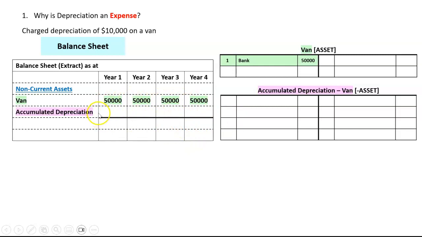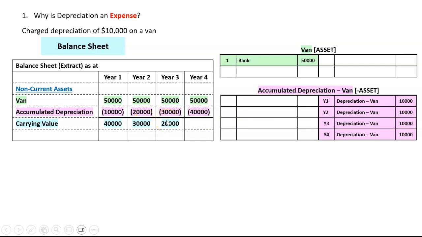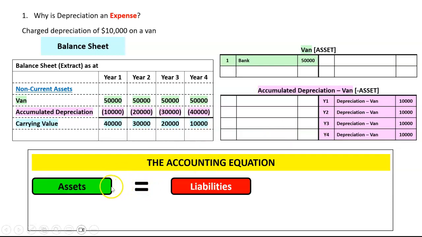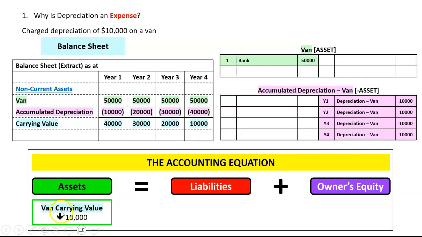And then we take out the accumulated depreciation every year. So we accumulate 10,000 there, and the carrying value goes down to 40. Then we accumulate another 10 there, so that's a total of 20. Carrying value goes down to 30, and so on. So what is the impact every year when we do this $10,000 depreciation? Well, what happens is we got assets equals liabilities plus owner's equity. Effectively, what's happening every year is the asset called van, it's carrying us. The van itself here, 50, is not going down. So it always stays at $50,000. We never change that asset. What is actually going down is the carrying value though.